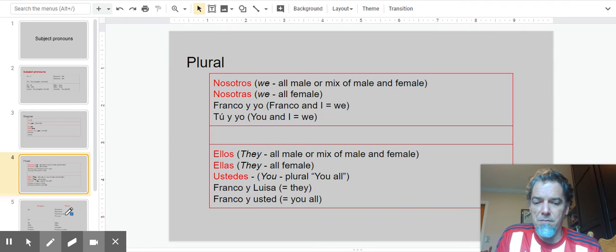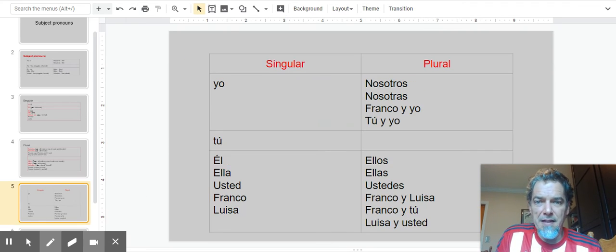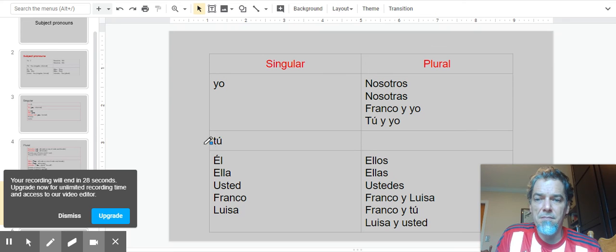Even though in this bit I'm not going to get into the verbs, let's look at how our subjects are divided. So singular, we have yo, first person. That's one group. That's the only person in there. Tú, another group. Él, ella, usted, Franco, or Luisa would all be one group and all use the same verb form. Plural, nosotros, nosotras, Franco y yo, tú y yo, all fall into the same group, we. Ellos, ellas, ustedes, Franco y Luisa, Franco y tú, Luisa y usted, all of those fall into they or you all.